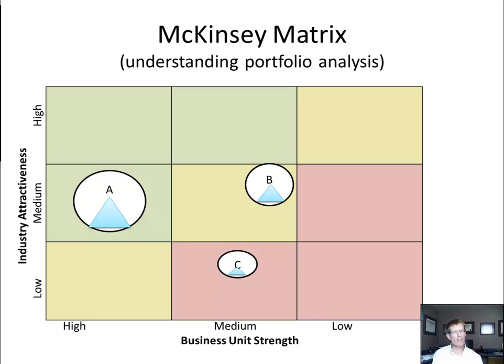Now, there are 3 generic strategies that come out of implementing this analysis, as indicated by the 3 different shaded squares within the matrix. A growth strategy should be pursued for businesses in the upper left green squares, for example, as indicated by Business Unit A, which makes sense given the high level of industry attractiveness and the high level of business unit strength. A stability strategy can be used for those businesses in the middle yellow squares, for example, as indicated by Business Unit B.